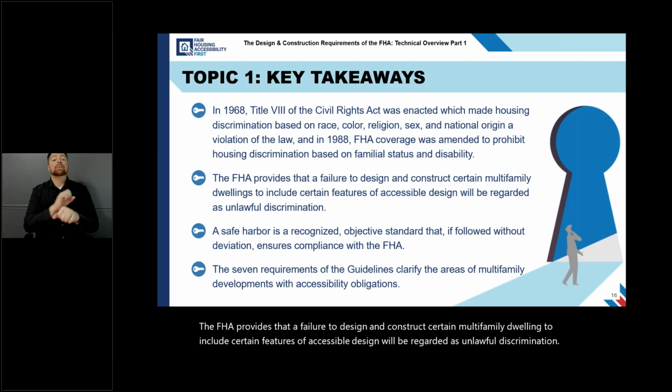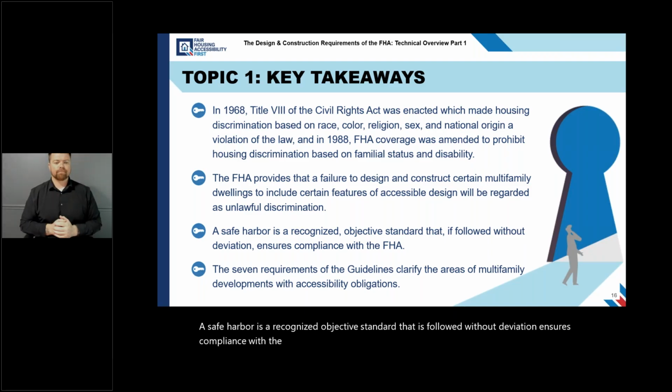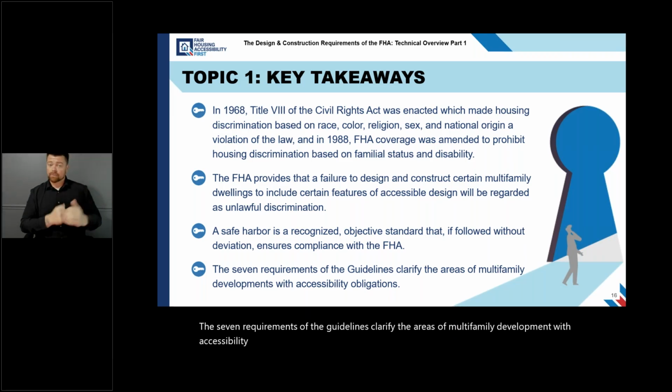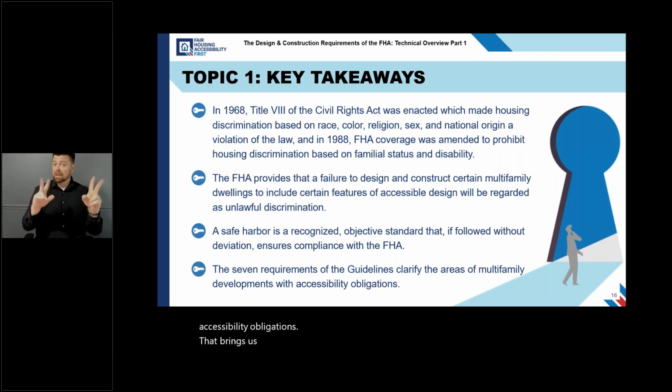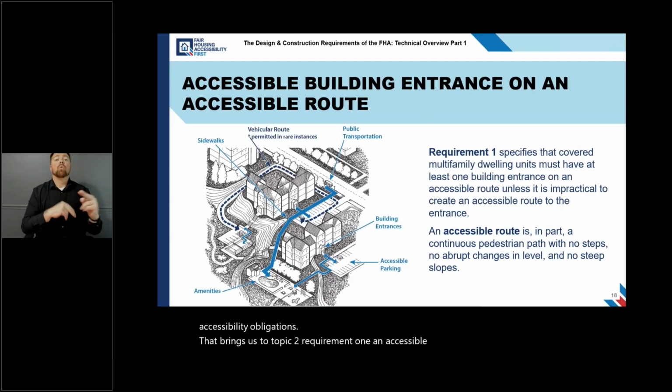A safe harbor is a recognized objective standard that, if followed without deviation, ensures compliance with the FHA. The 7 requirements of the guidelines clarify the areas of multifamily developments with accessibility obligations. That brings us to topic 2, requirement 1, an accessible building entrance on an accessible route.